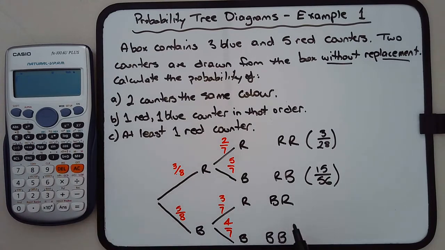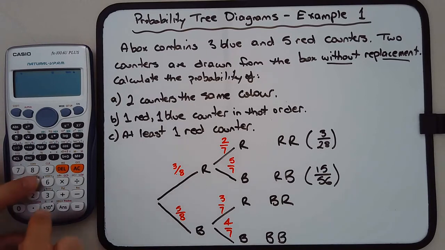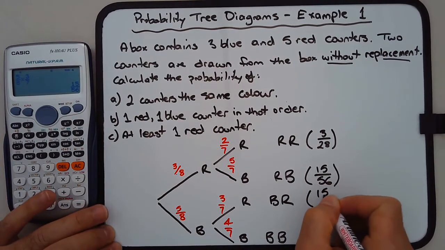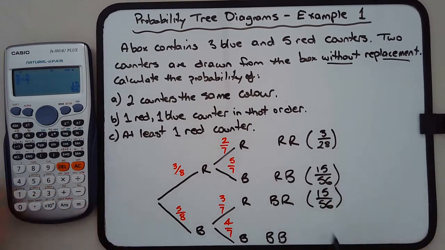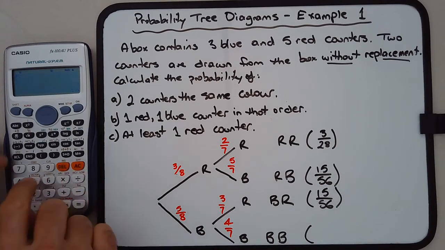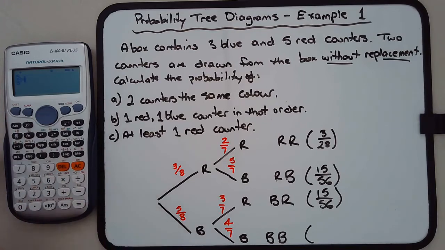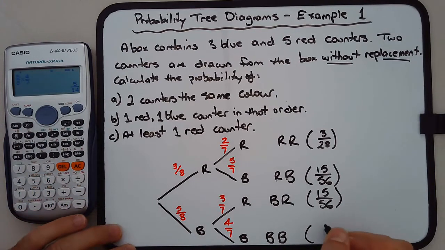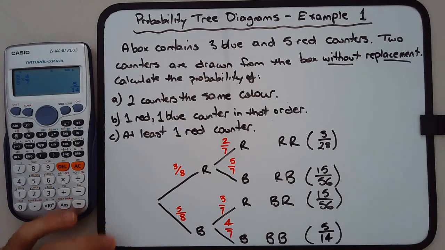The probability of blue, red, again in that order. I'd say order does matter in this instance. We have 5 on 8 multiplied by 3 on 7, which is 15 on 56 again. Sometimes you may get two different outcomes with the same probabilities. And the last one, blue, blue: 5 on 8 multiplied by 4 on 7, and we have 5 on 14 as our probability for blue, blue.